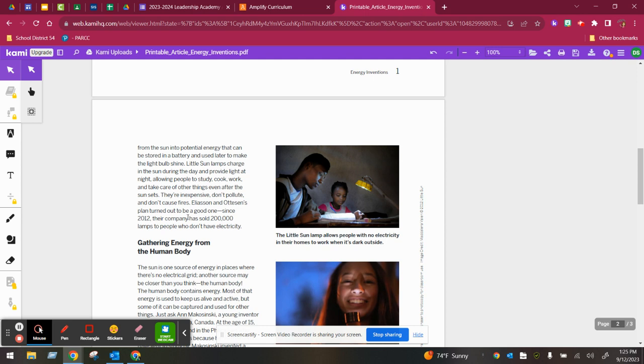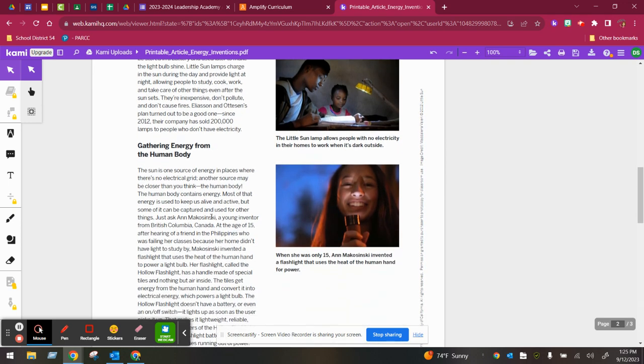Since 2012, their company has sold 200,000 lamps to people who don't have electricity. This picture over here is an example of the little sun lamp allowing people with no electricity in their homes to work when it's dark outside.